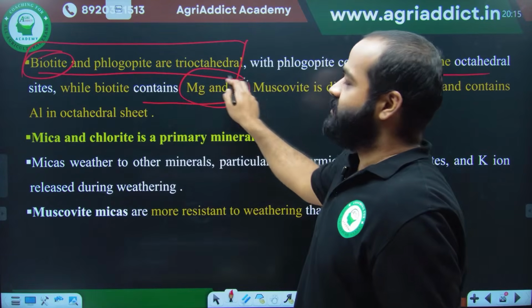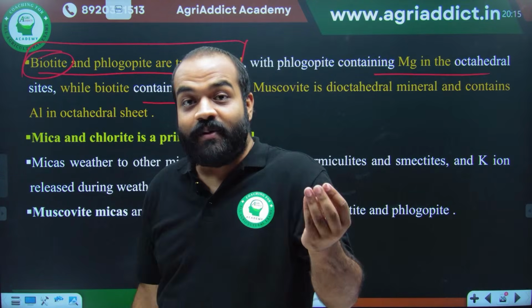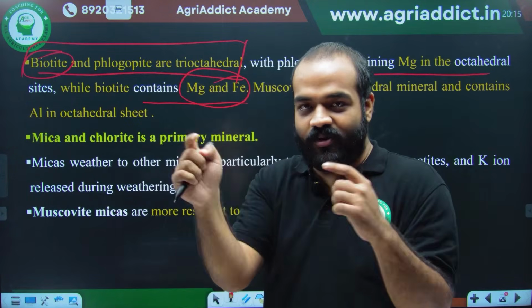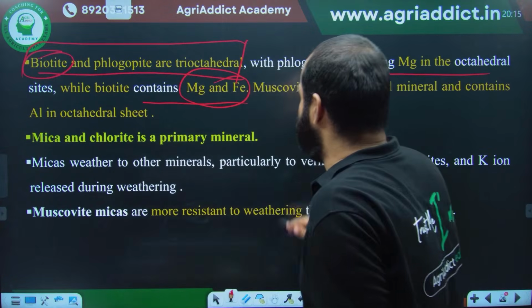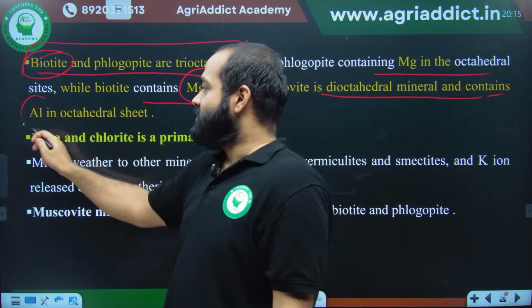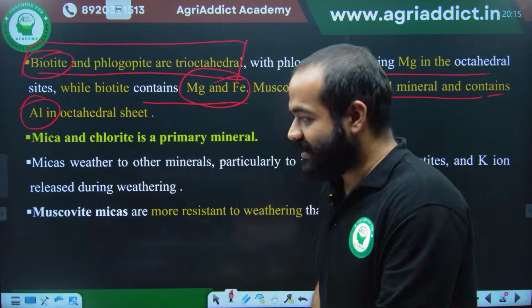We know biotite is ferromagnesian. That is why the color of biotite is black. Everything should be related together. You have to correlate everything and you will be good to go. Muscovite is dioctahedral and contains aluminium. That is why muscovite is white in color, right?